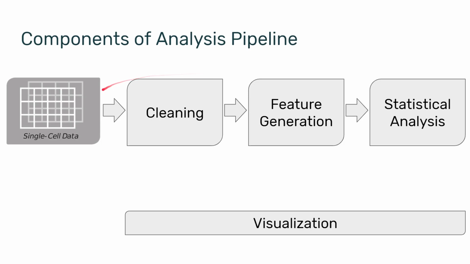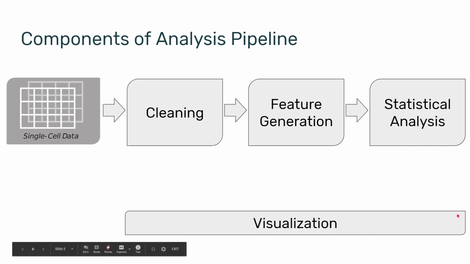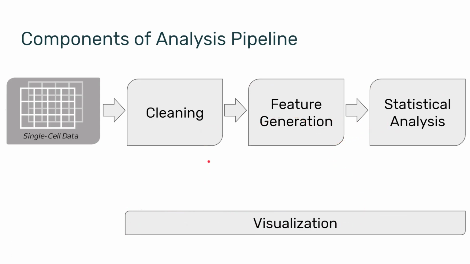And a pipeline says that you start from your raw data and you clean it, you convert it into meaningful features, and then you run some sort of statistical analysis. On top of all of this, you have a layer of different visualizations that help you make sense out of each one of the steps.